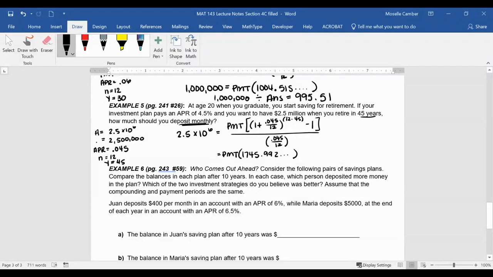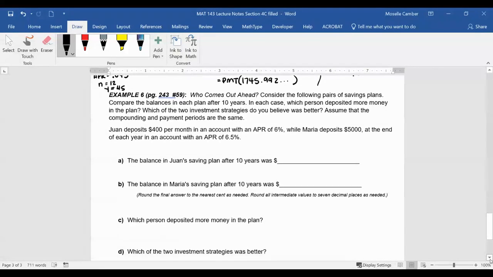So in your calculator for this next part, you just go ahead and type in 2.5 times 10 to the 6. If you want to stay in the habit of always putting the times 10 numbers into parentheses, that doesn't hurt. So 2.5 times 10 to the 6 divided by your answer, and you would get 1431.85. So if you want 2.5 million in this account, you'd have to put in $1,431.85 every month.